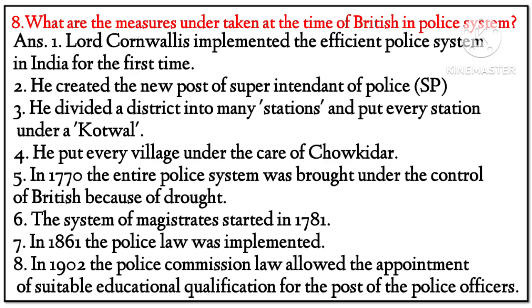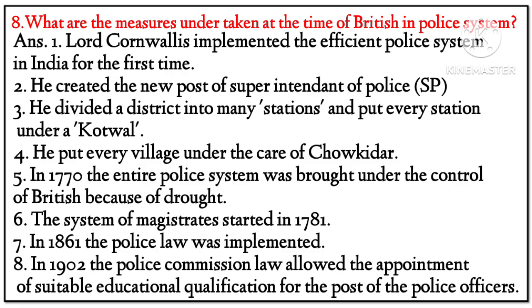Eighth one, what are the measures undertaken at the time of British in the police system or department? Answer: Lord Cornwallis implemented the efficient police system in India for the first time. He created the new post of Superintendent of Police (SP). He divided a district into many stations and put every station under a Kotwal. He put every village under the care of a Chowkidar.